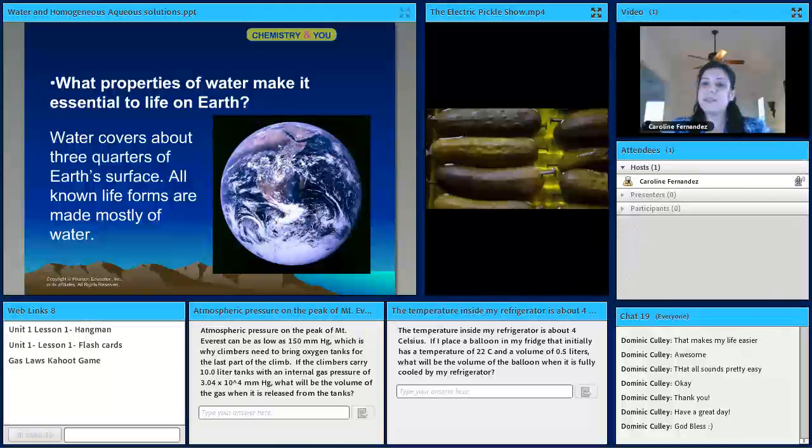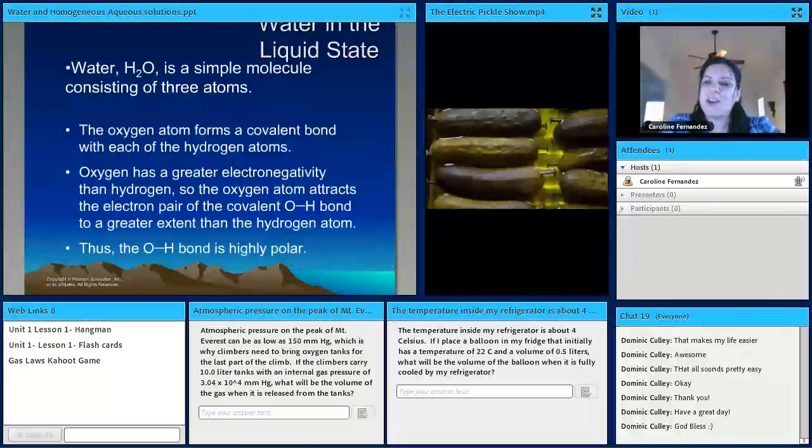So basically, this is a review from Unit 2 when we talked about solutions and mixtures. But to bring it all the way back, we need to understand how and why water is so important. So we know that water covers most of our planet and makes up over 70% of the human body. But why is it so important? What is it about water that gives it its properties?